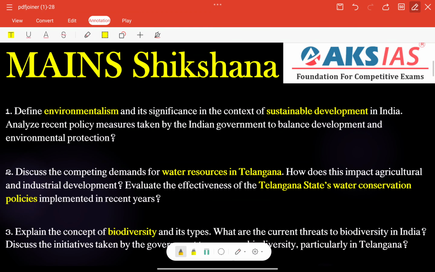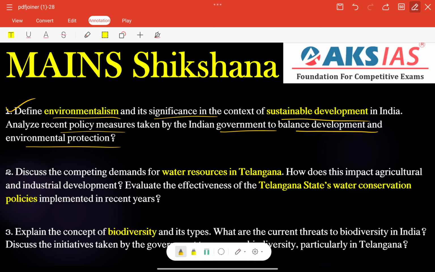So today, let's check today's 5 questions, just the brief structure. Define environmentalism and its significance in the context of sustainable development in India. Analyze recent policy measures taken by the Indian government to balance development and environmental protection. Here, clearly in the question itself they have given the particular structure, right?